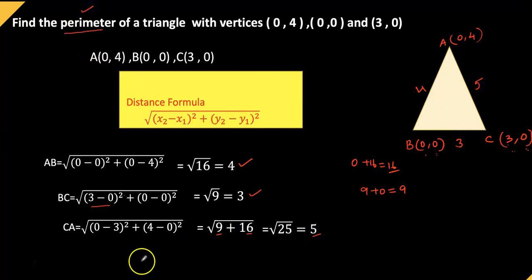So perimeter will be sum of all sides. Here 3 sides are there. First side 4, second side 3, and third is 5. We should add it. So we're getting 12. So perimeter of this triangle is 12.